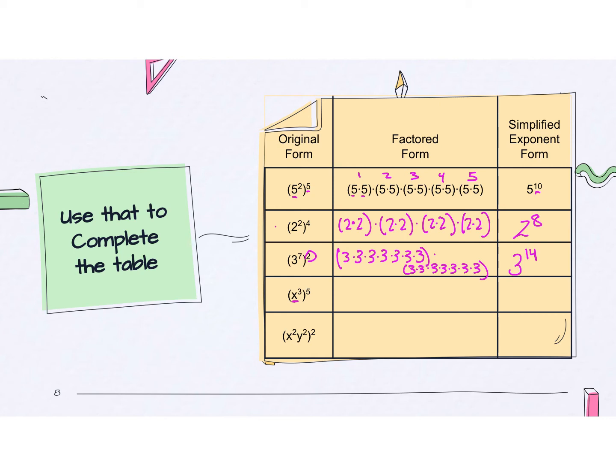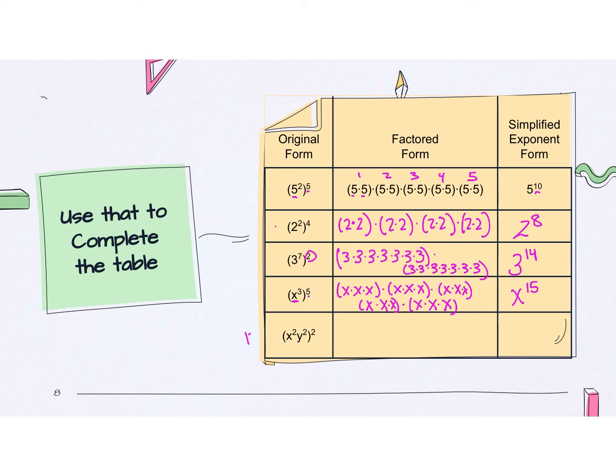All right. I have 3 groups of x and then 5 groups of those 3. So I have 1, 2, 3, and I'm going to do that 5 times. 1, 2, 3, 1, 2, 3, 1, 2, 3, 1, 2, 3, 4. I need one more. 1, 2, and 3. 1, 2, 3, 4, 5, 6, 7, 8, 9, 10, 11, 12, 13, 14, 15. I have x to the power of 15. Oof.